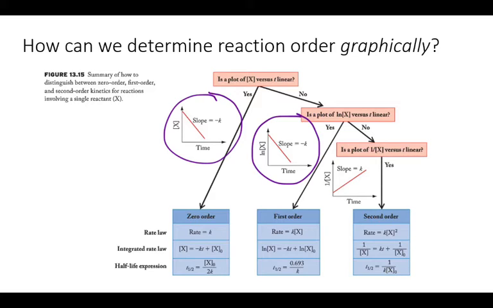And if it's still not a line, then we can try our second order rate law and plot 1 over the concentration versus the time and see if that's a line. So we basically test each of our most common rate laws in order to see which one fits best.